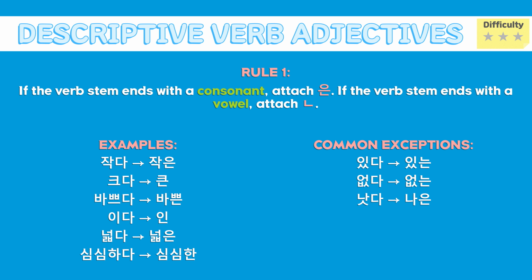So, rule 1. If the verb stem ends with a consonant, attach 은. If it ends with a vowel, attach ㄴ. Here are some examples. You can pause the video here.